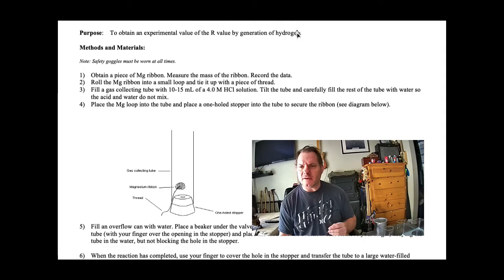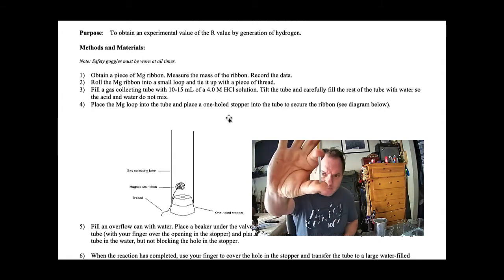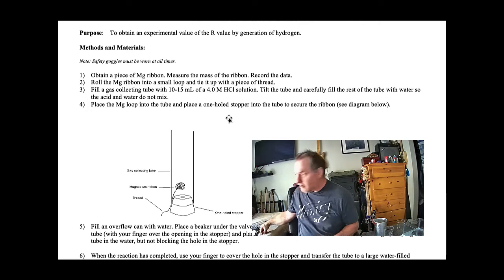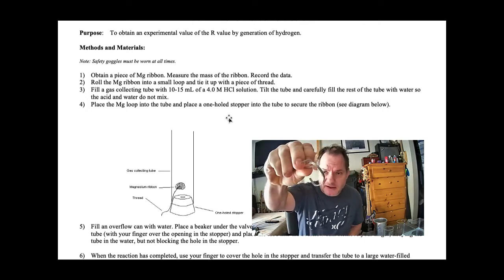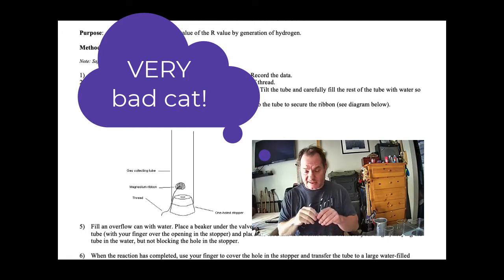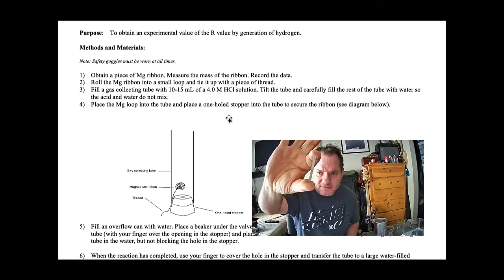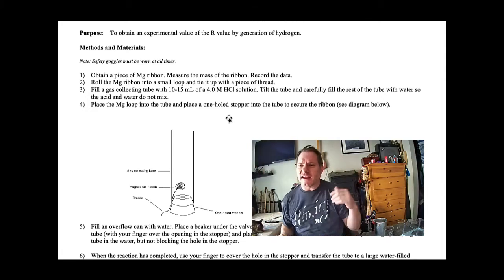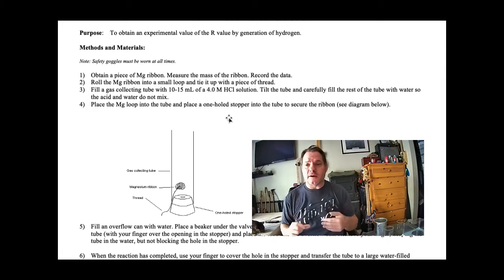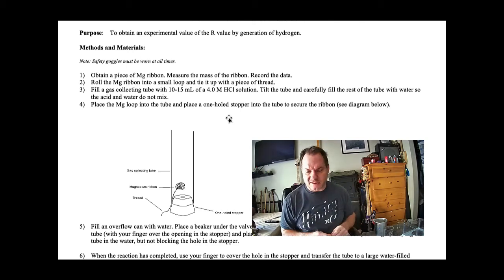What we're going to be doing is reacting a piece of magnesium. It comes in a little ribbon. I also discovered in the larger form, it makes a wonderful cat toy, because I actually found this on the carpet after the cat was attacking it last night. This is a very thin piece of magnesium. We're going to react that with hydrochloric acid to form hydrogen gas and magnesium chloride. We'll gather that hydrogen gas under a certain pressure, volume, and temperature, and we'll be able to determine R.